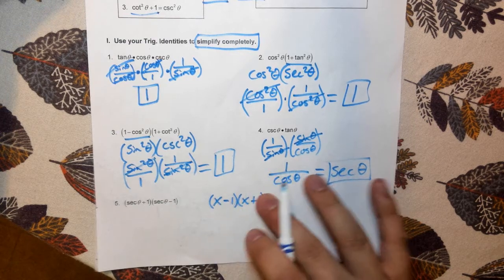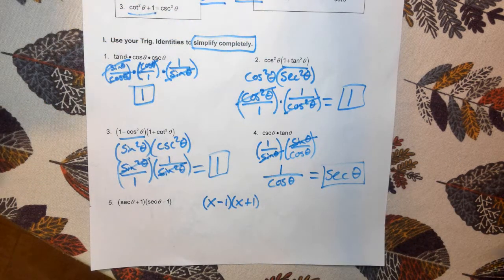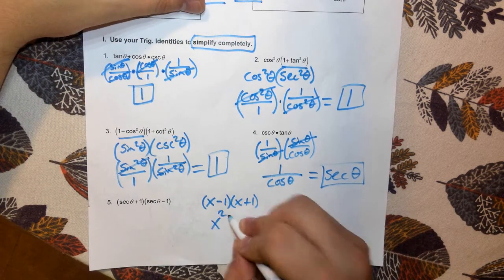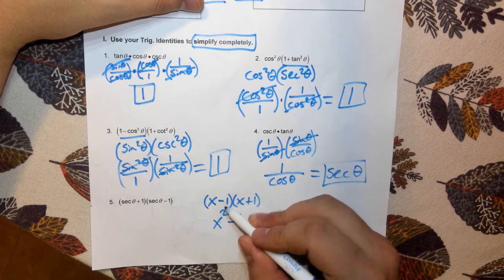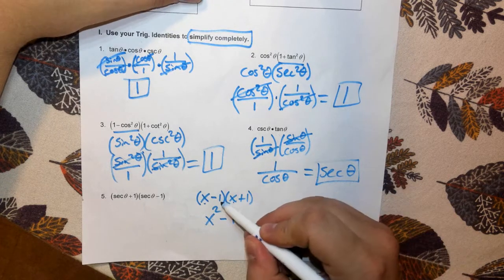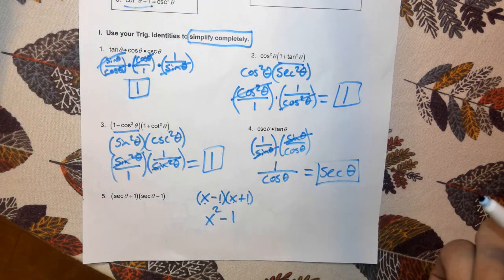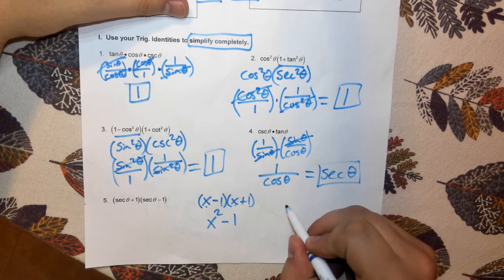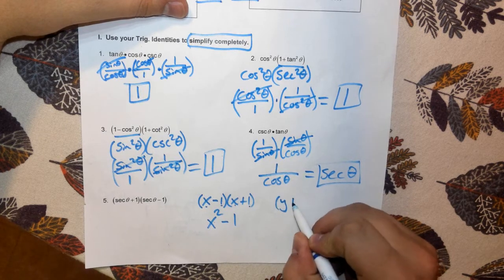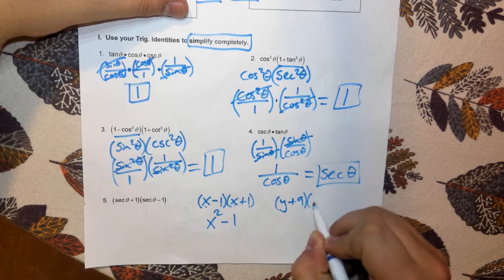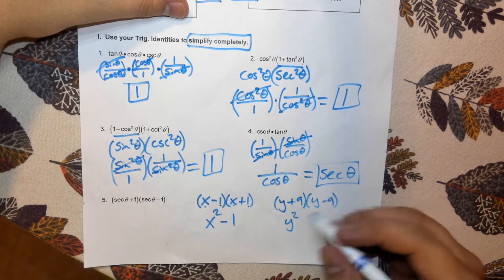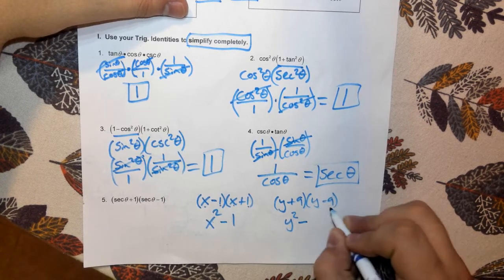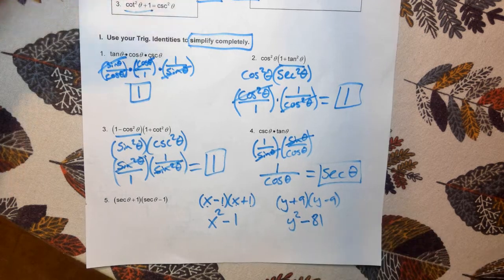If you were to FOIL this or multiply, use the box, whatever you do, you'd end up with x squared minus 1. So it's basically the first thing squared, minus the second thing squared, which is 1 squared. Another example would be y plus 9, y minus 9. It's the first thing squared, y squared, minus the second thing squared, so 9 squared would be 81. All right, cool.